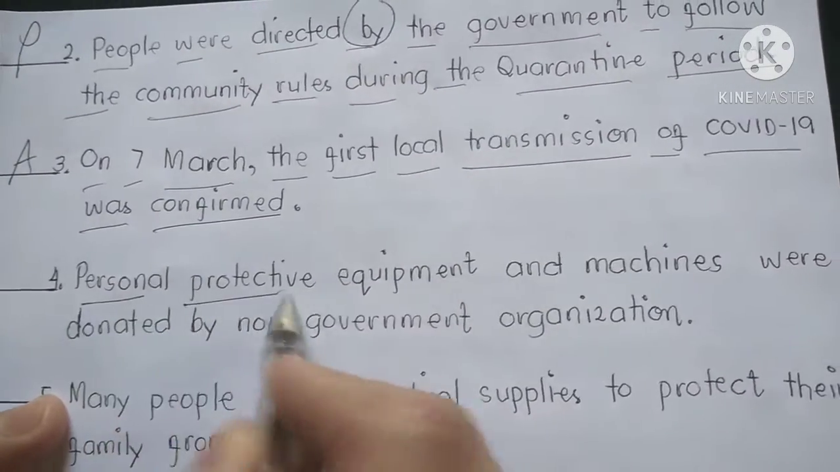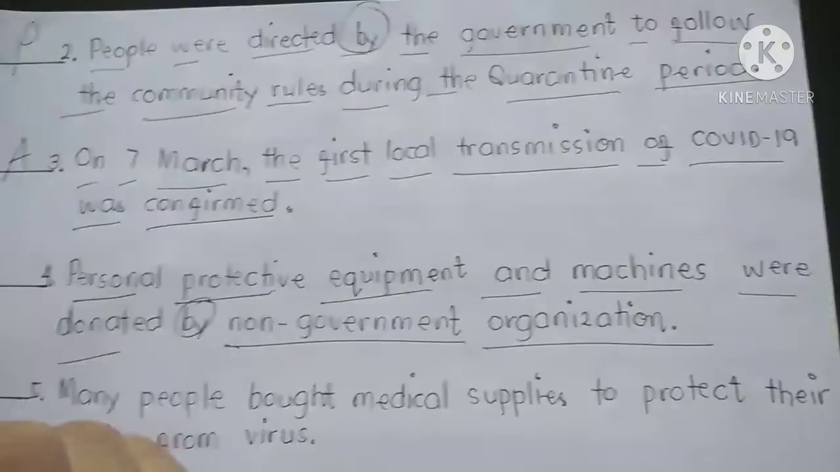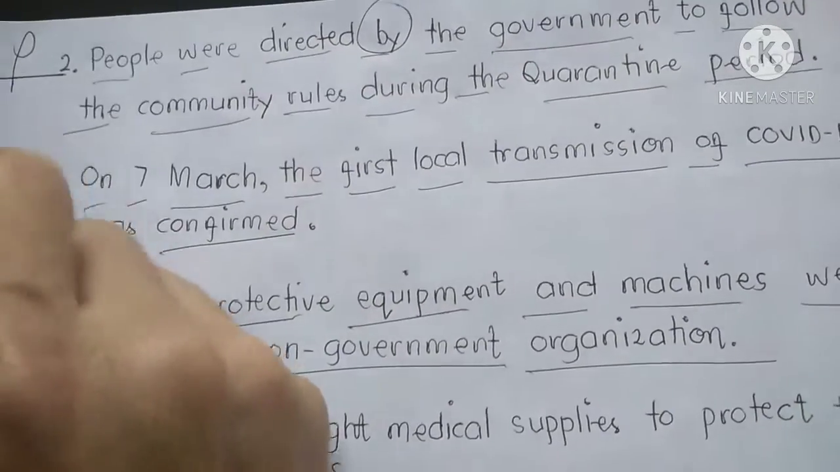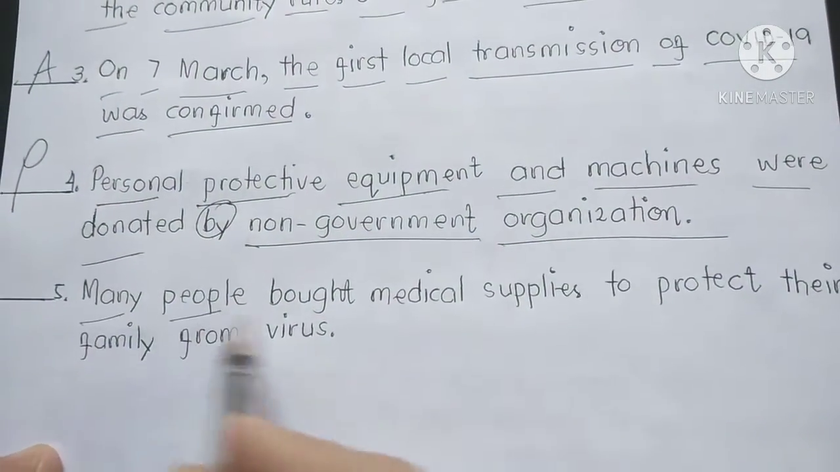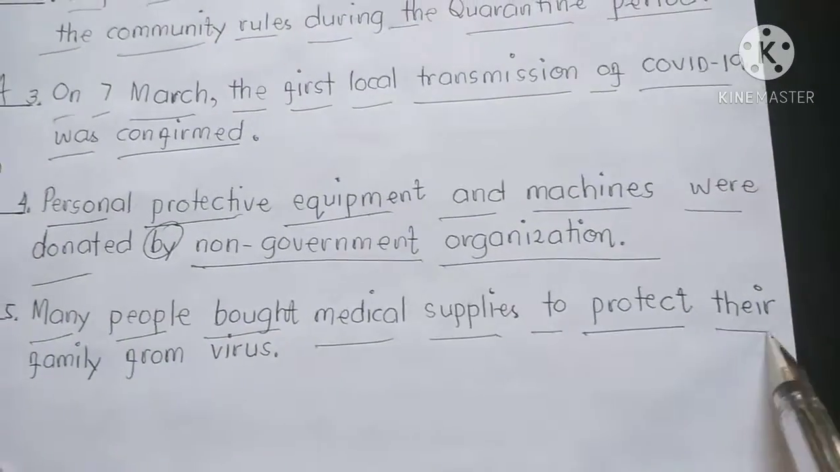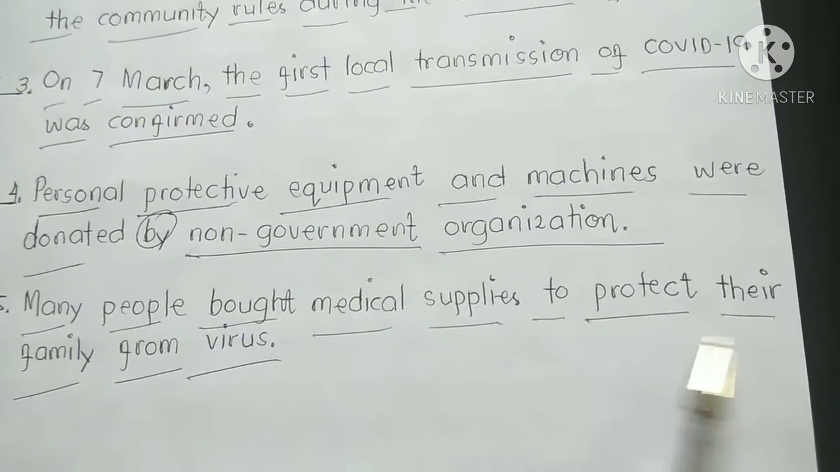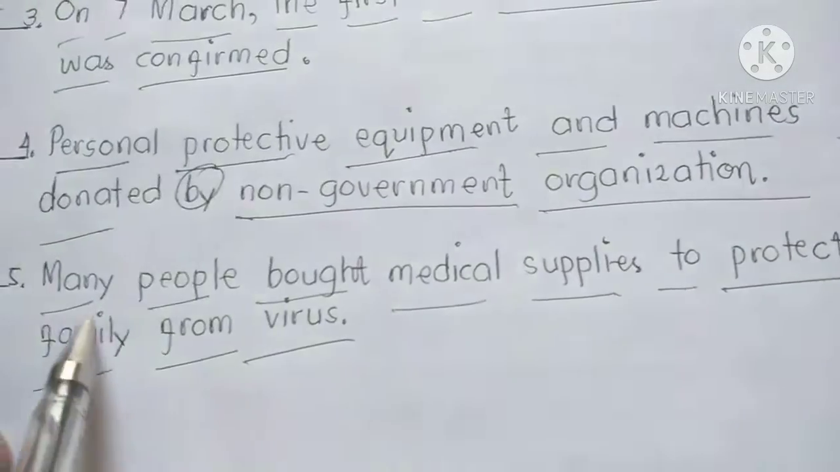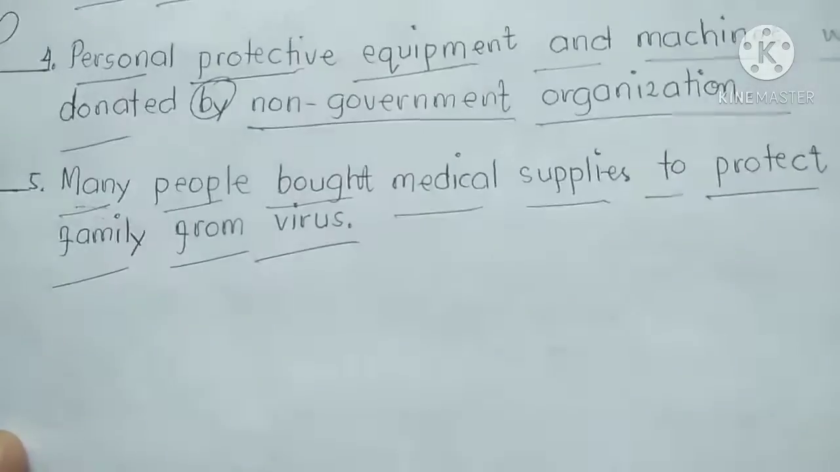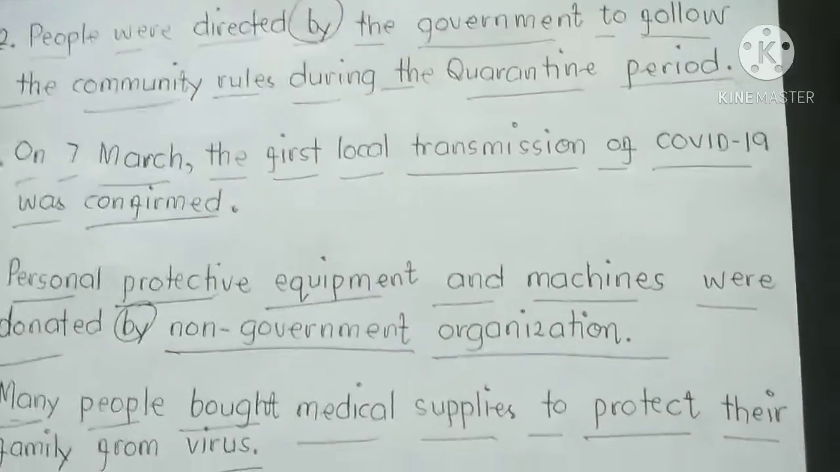Okay, personal protective equipment and machines were donated by non-government organizations. This is passive or active? Passive. Last number, my dear viewers. Many people bought medical supplies to protect their family from virus. Is it active or passive? Okay, so subject then verb. This is active. Hope, my dear viewers, you really understand our topic, how to transform sentences from active to passive or vice versa.